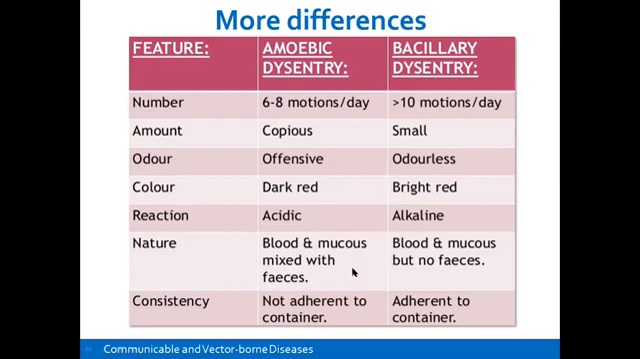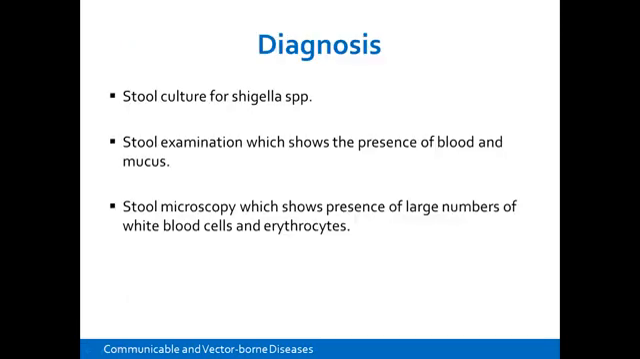Most importantly, you should just know the ones that we've talked about here. The nature: blood and mucus mixed with feces, but in bacillary dysentery, we have very little amount of feces or no feces, but we'll have blood and mucus. Diagnosis is basically through, remember this bacteria, stool culture for Shigella species. And then stool examination, which shows the presence of blood and mucus, and also stool microscopy to show the presence of large numbers of white blood cells or erythrocytes. But basically the stool culture will do.